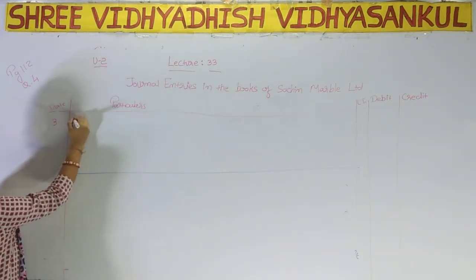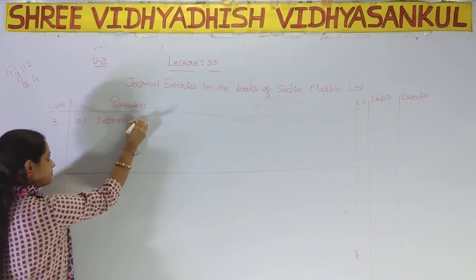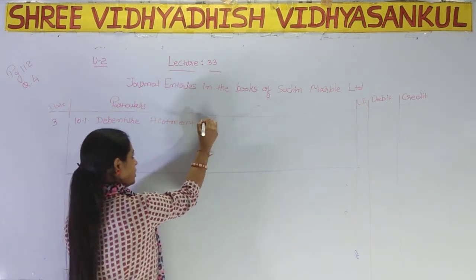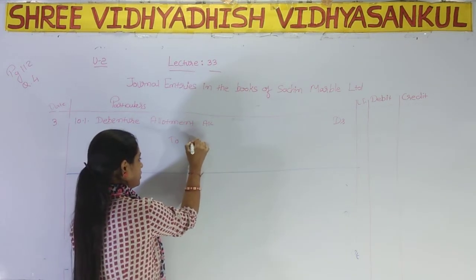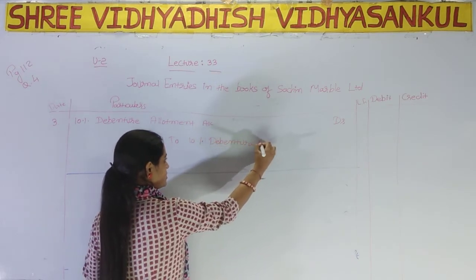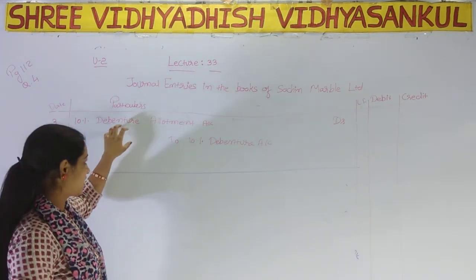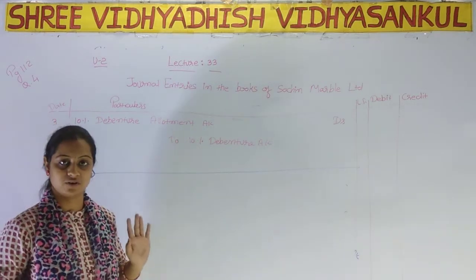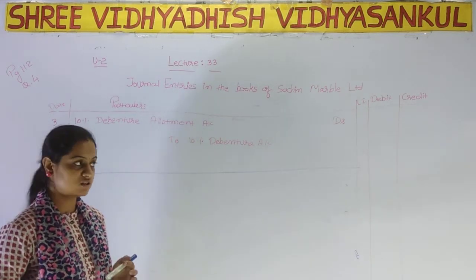Third one, 10% debenture allotment account debit to 10% debenture account. See, in shares we were writing equity share allotment account debit to equity share capital account, but here we have to write this entry, right? You can see that only the share word has been changed.